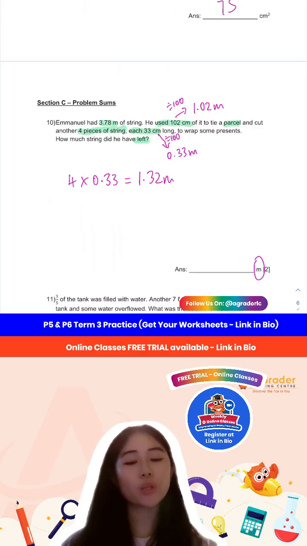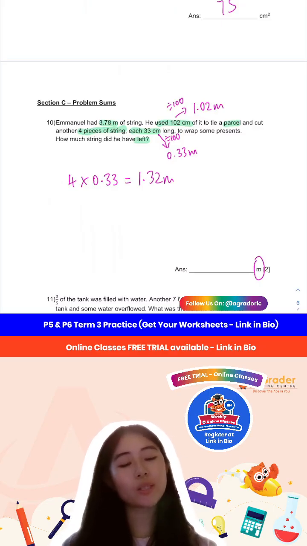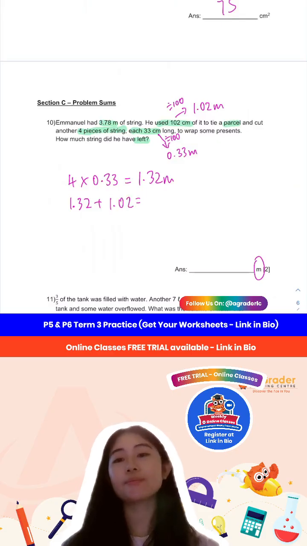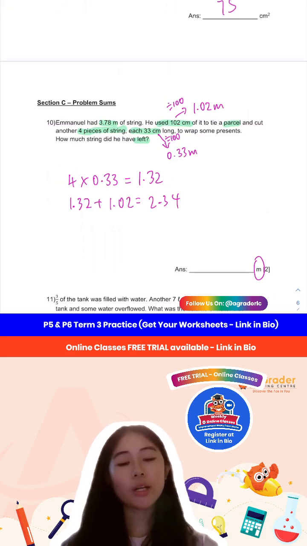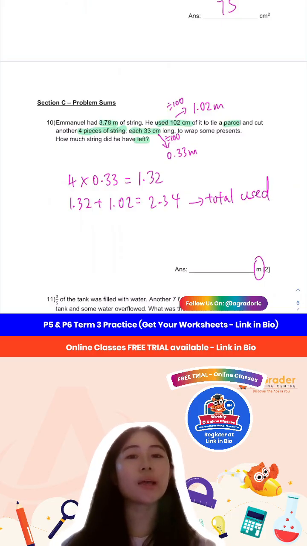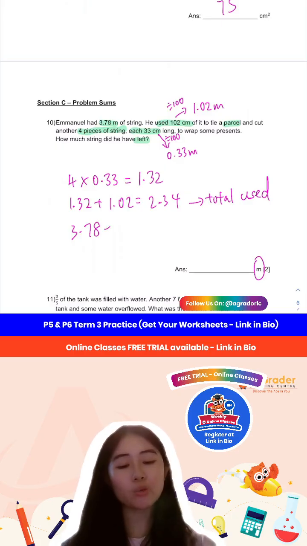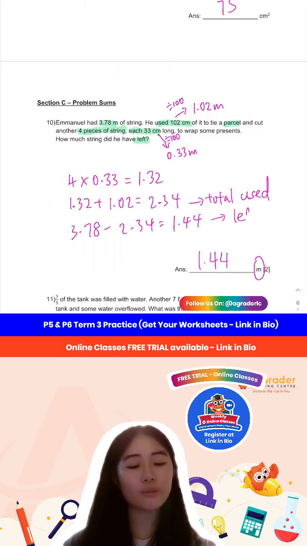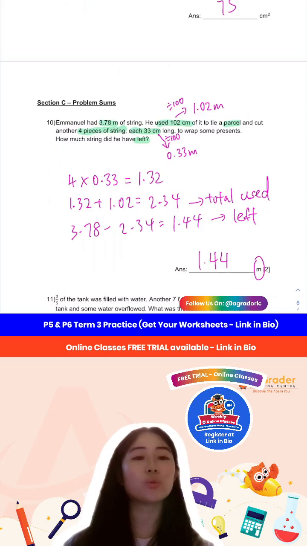So this 1.32 meters is for the presents, and then he also used some for the parcel, so I'm going to add it together with the parcel, 1.02, and then you get 2.34. Okay, so 2.34 meters is what he used. This is the total that he used. And then if you want to find what's left, you just minus it from the original amount. So 3.78 minus what he used, and then you get 1.44. So that's the answer here. He has 1.44 meters left. And the unit is provided for you.